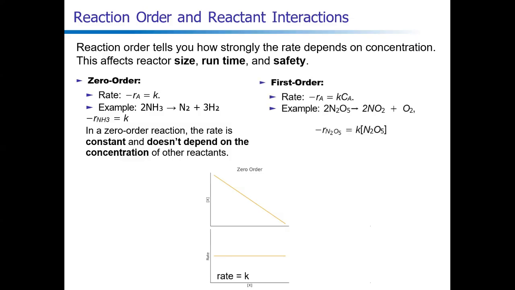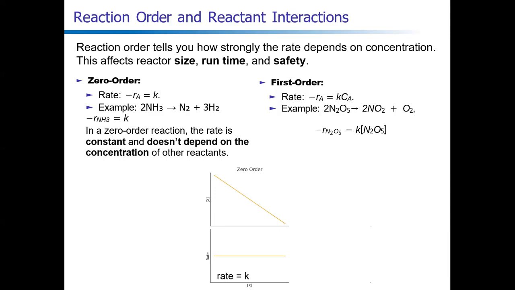Let's now look at a first order reaction. In these, the rate does depend on the concentration. Specifically, it's directly proportional to how much reactant is present. If we look here at negative Ra is equal to k multiplied by the concentration of A. This means if you double the concentration of A, the reaction rate also doubles.